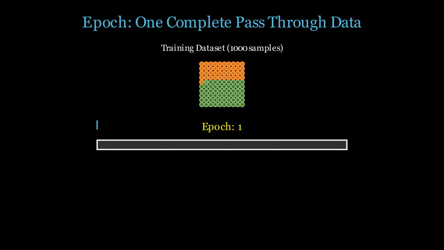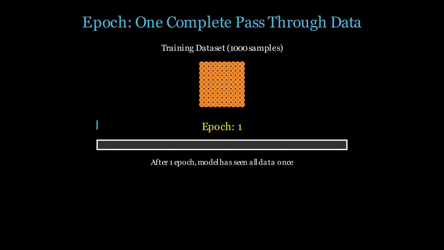The progress bar shows how much of the dataset has been processed. As the model goes through each sample, it learns and adjusts its parameters slightly. After completing one epoch, our model has seen every training sample exactly once. But typically, we need multiple epochs for the model to learn effectively.